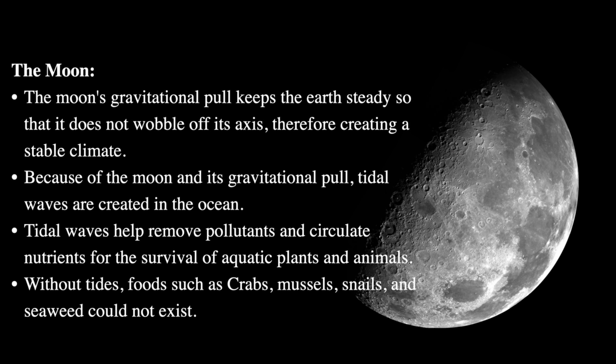Take, for instance, the moon. The moon is one object out of many in our solar system that makes life possible here on Earth. The moon's gravitational pull keeps the Earth steady so that it does not wobble off its axis, therefore giving us a stable climate to live in.